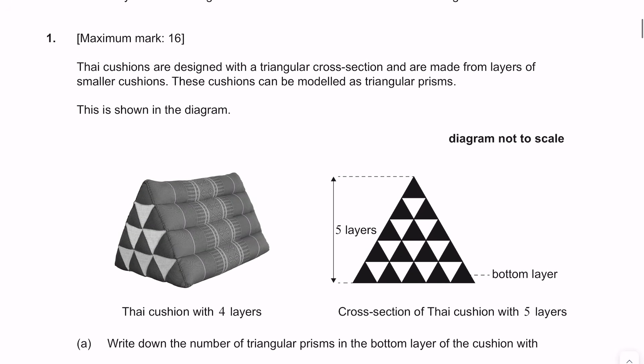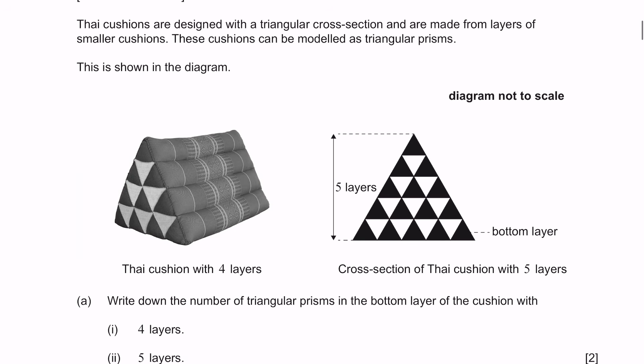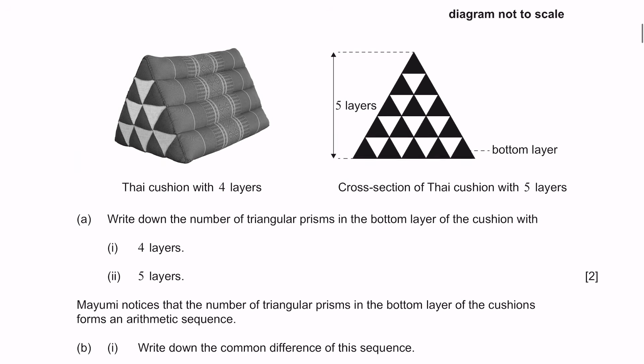Question 1. Tie cushions are designed with a triangular cross-section and are made from layers of smaller cushions. These cushions can be modeled as triangular prisms. This is shown in the diagram. So here we have a whole cushion itself. It's made up of these triangular prisms, and this is a cross-section, that is to say a two-dimensional cross-section or kind of a slice through the pillow itself. What would that look like? There's this cross-section right here.